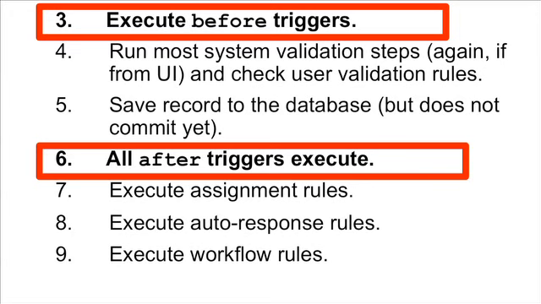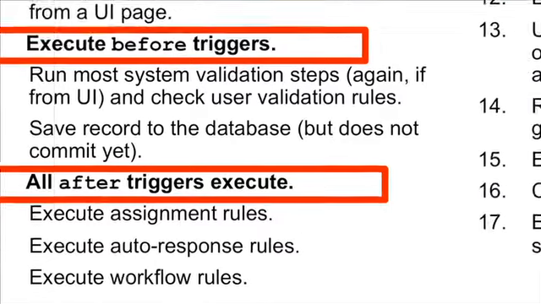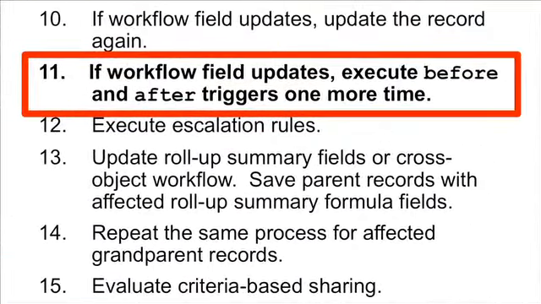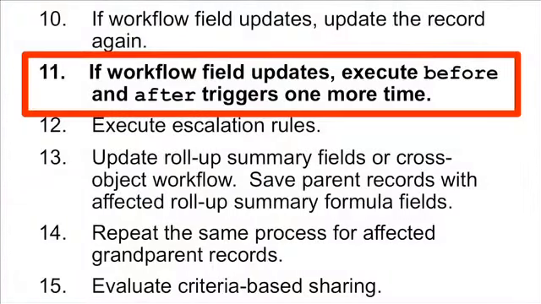Okay? Then we execute a bunch of different rules. So we execute things like assignment rules, auto-response rules, workflow rules. Our workflow rules might perform a field update. And if they do a field update and our triggers are set to fire when a record is updated, we will execute the before update if it exists and the after update if it exists. Now it doesn't mean we start over on step 3. We simply re-execute the triggers and then we continue on to step 12.